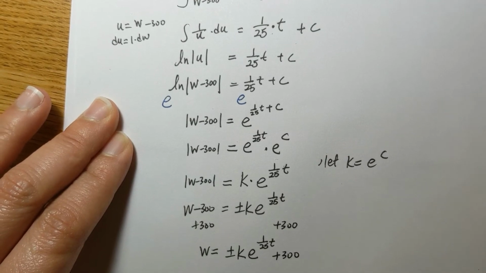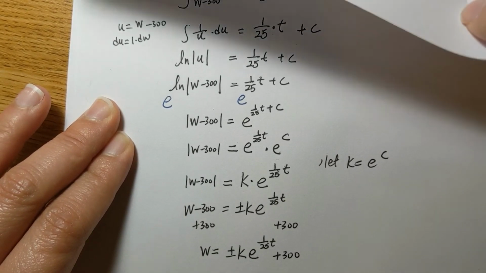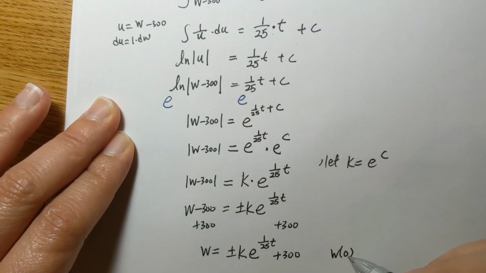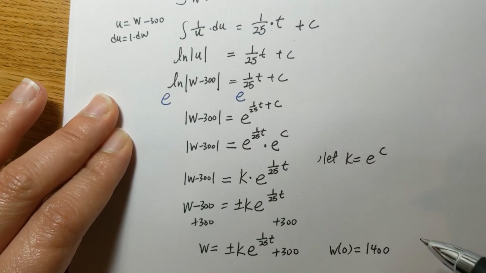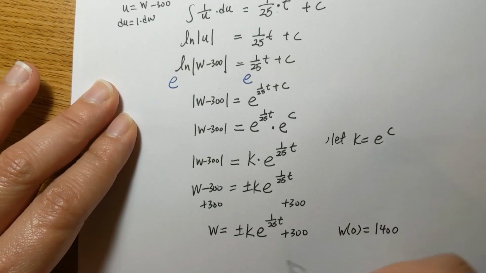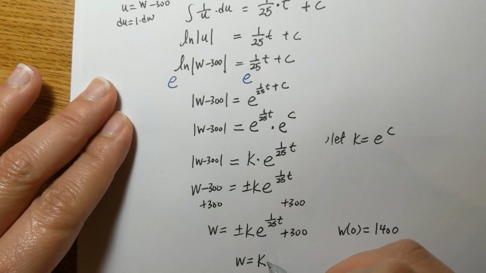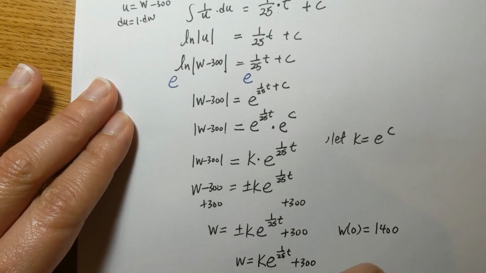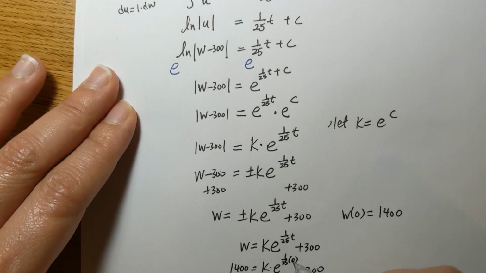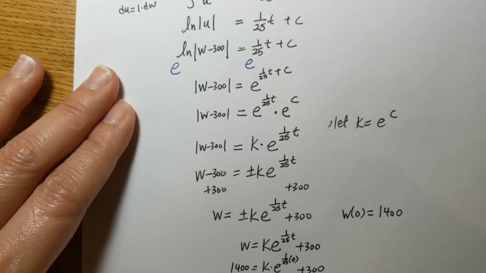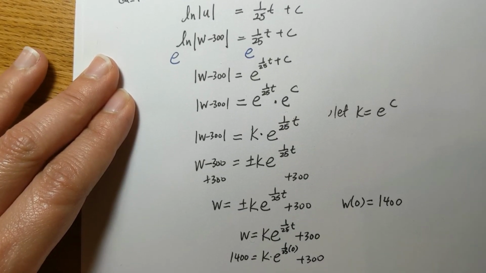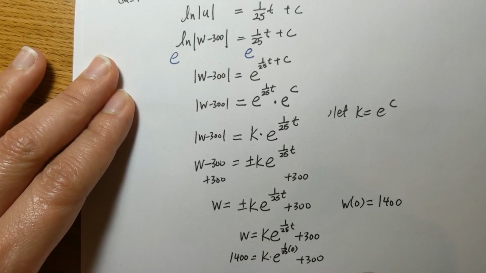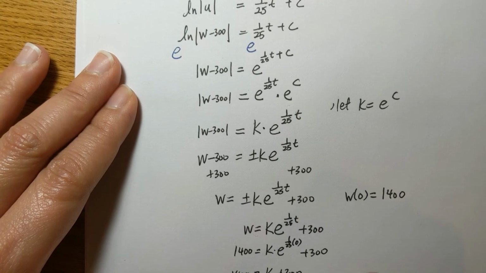So the initial condition was w(0) equal to 1,400. So now I'm going to pick w equal to k e to the 1/25 t plus 300 because it's positive. 1,400 equals k times e to the 1/25 times 0, plus 300. So this becomes 1. So k plus 300 equals 1,400, minus 300, so k equals 1,100.